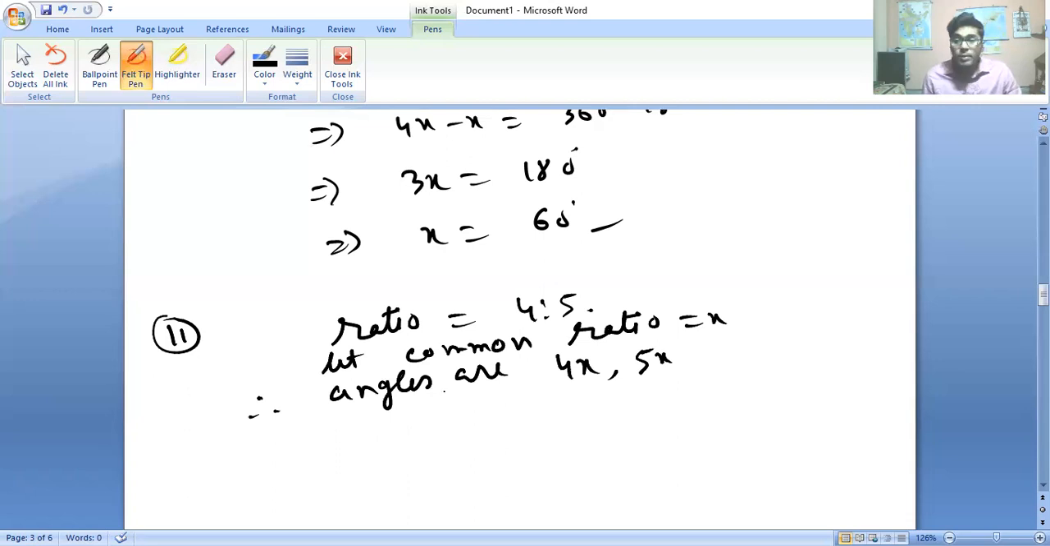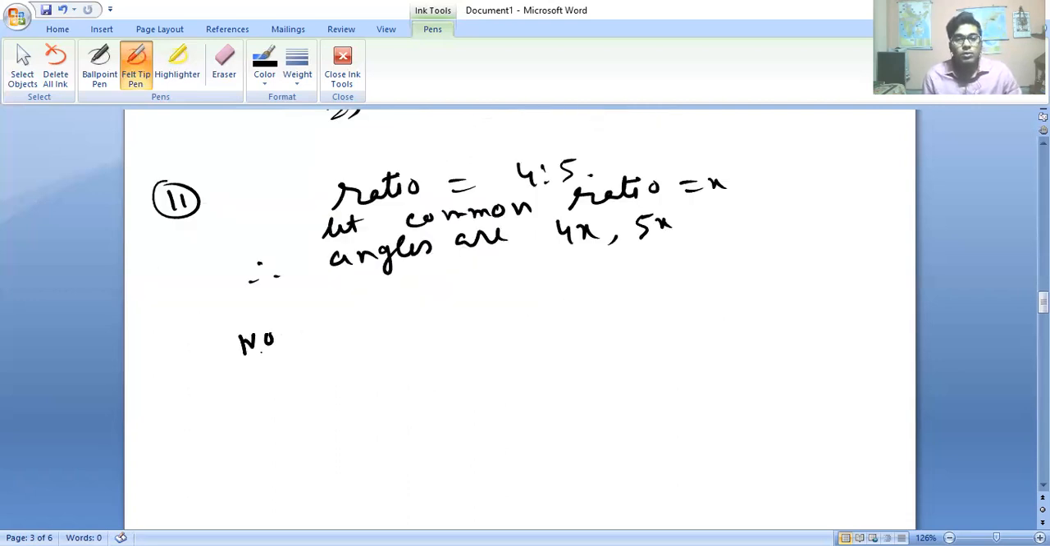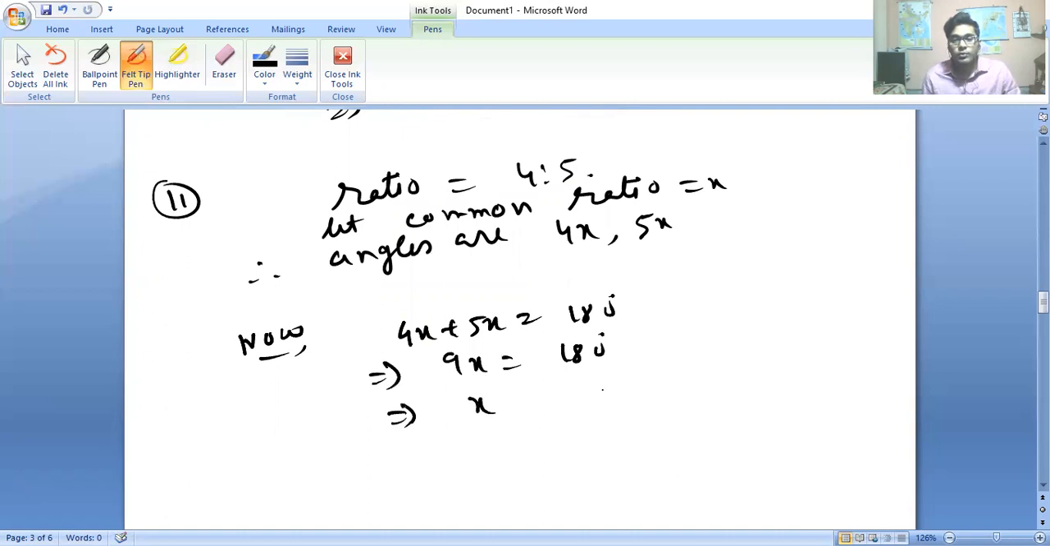So since they are complementary, their sum becomes 90 degrees. Now, they are complementary, given. So 4x plus 5x becomes 90 degrees. That means 9x becomes 90 degrees. That means x becomes 90 by 9. That means 10.